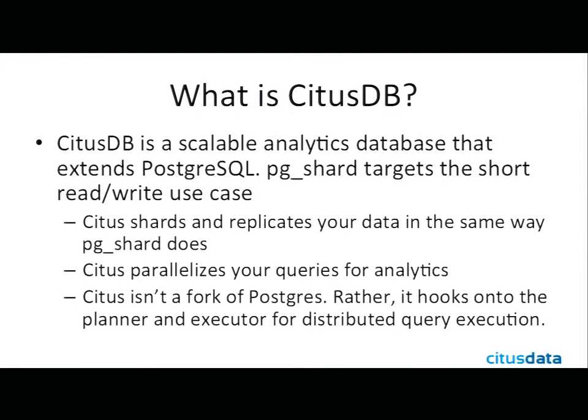pgshard targets the real-time reads and writes use case. In other words, it targets the NoSQL use case. And CitusDB is more applicable when you have big data sets and you want to analyze that data in real time. So you can think of CitusDB as your massively parallel processing engine. And both pgshard and CitusDB shard and replicate your data in much the same way. The table names are the same. The metadata is the same. That's why the two products are compatible with each other.